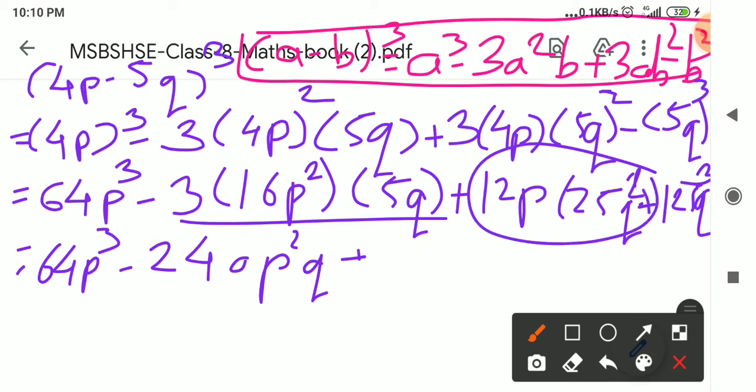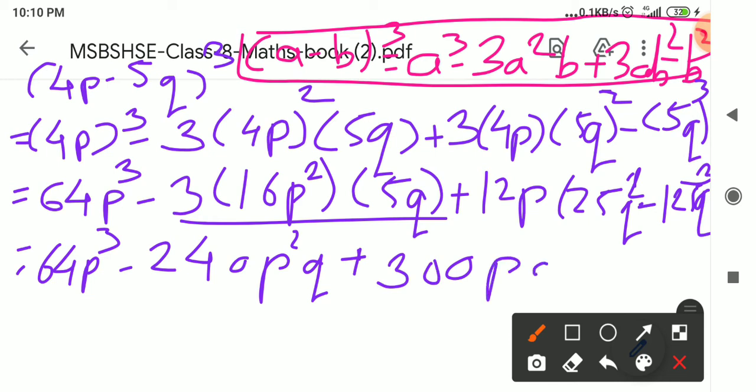So here 25 into 12. Okay, so 25 2s are 50, 5 carry, 25 1s are 25, plus 5 is equal to 30. Yes, correct. So 300pq square minus 125q cube.